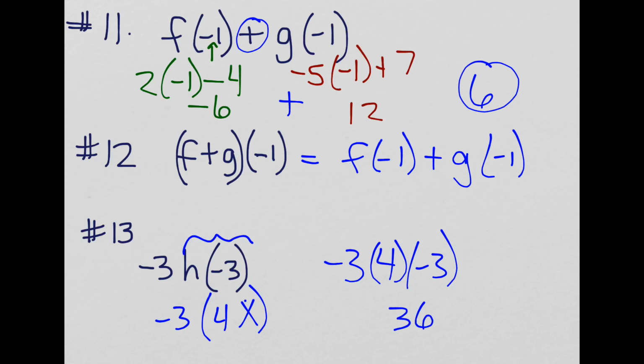Okay, so if that was confusing, see if you can figure out why. First find h of negative 3, then multiply that by that negative 3. And see how that comes out. Good luck on the rest of your homework.